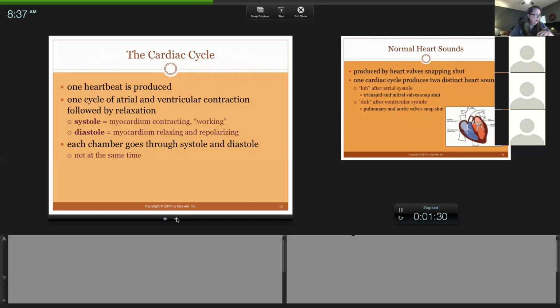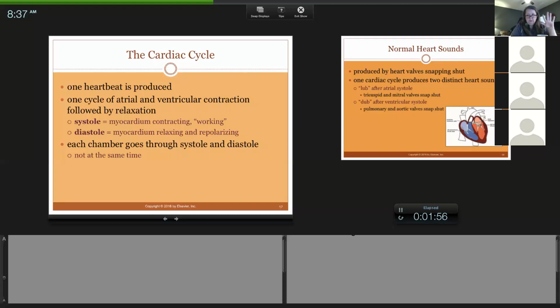Now, what happens here is what we call a cardiac cycle. The cardiac cycle basically is one heartbeat. And in that one heartbeat, you have atrial contraction, then ventricular contraction, then relaxation. And then when that happens again, that's the second heartbeat.